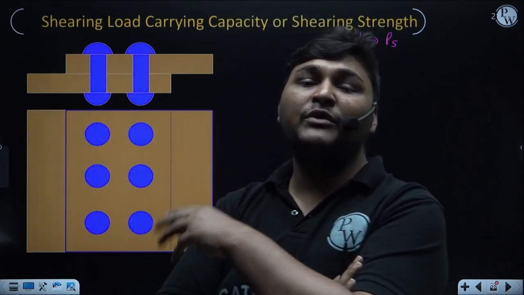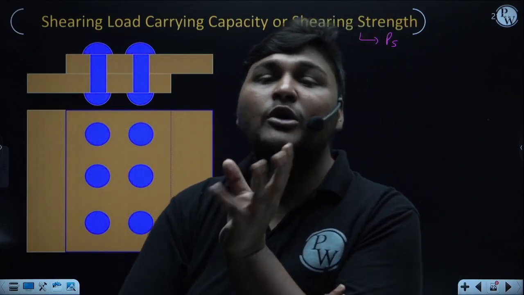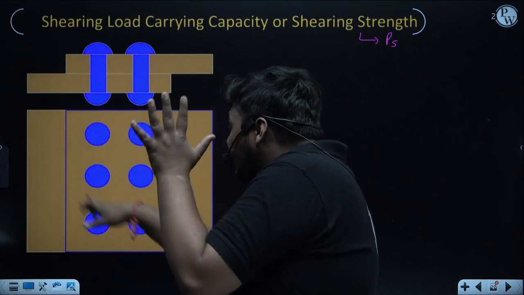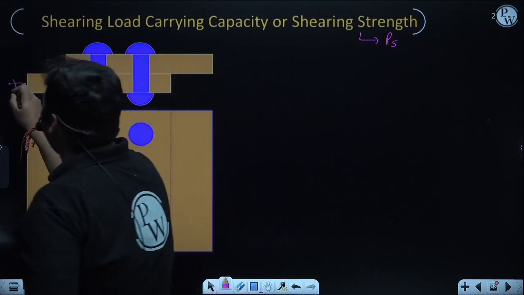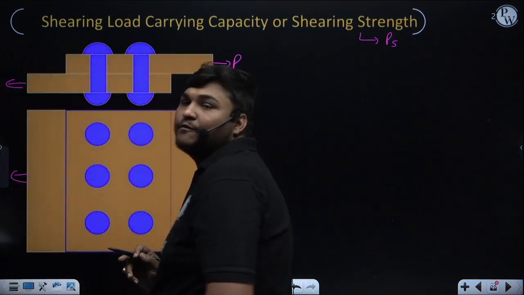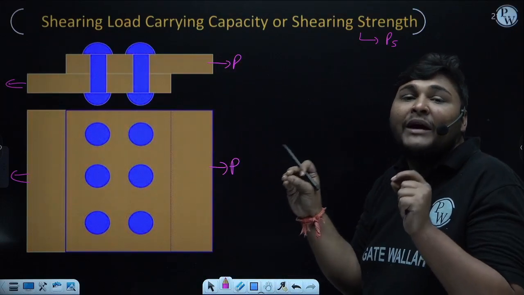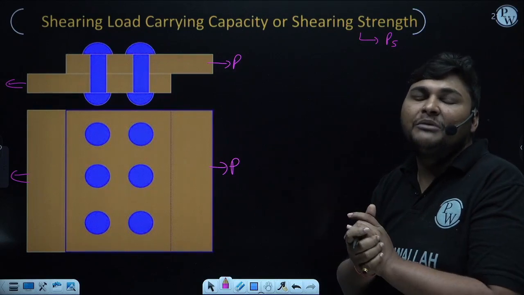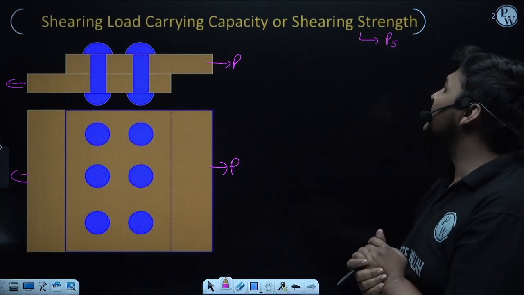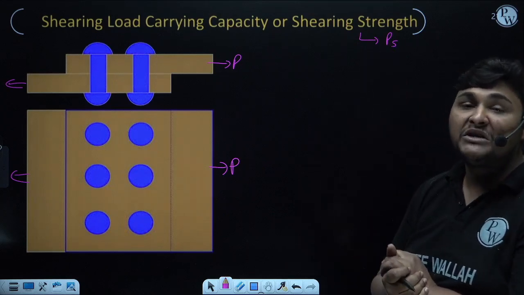It is not the shear strength which we study in strength of material, that is tau. I am not talking about the shear strength of material. Shear strength of material is tau. I am talking about the shearing strength of this entire system. And in this system, we are applying load P. So the load carrying capacity of this system is known as strength, because I am not talking about strength of material. What is acting? Load. And when we are calculating that load carrying capacity to avoid shearing failure, it is known as shearing load carrying capacity or shearing strength. It means actual load should be less than or equal to PS to avoid shearing failure.